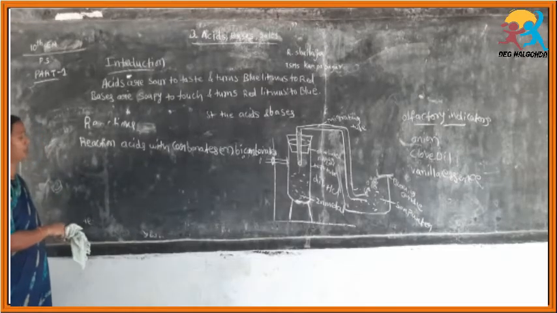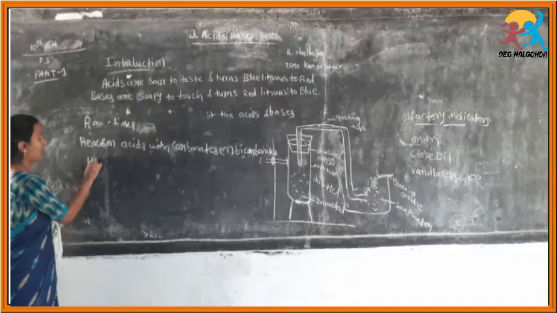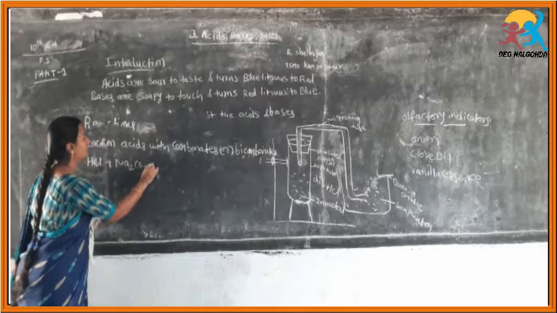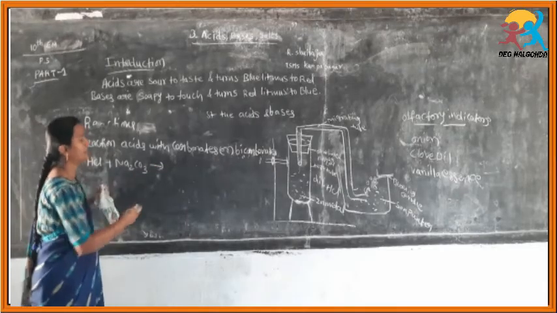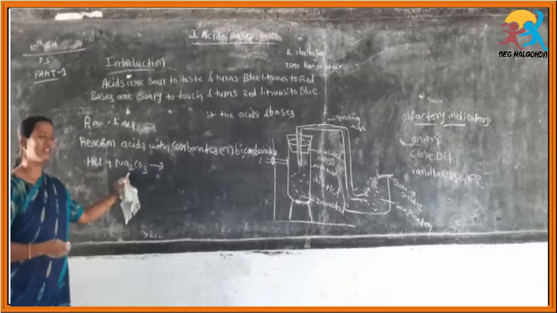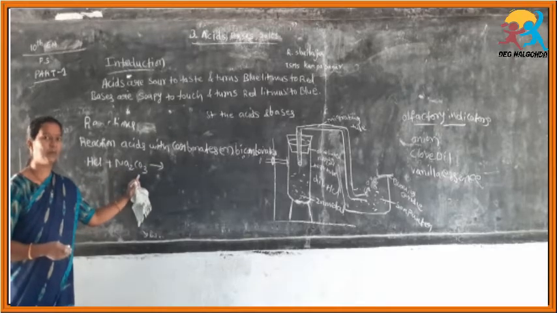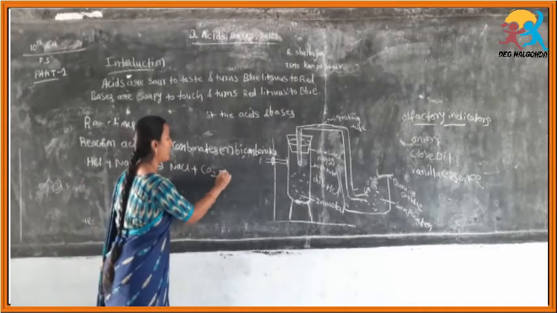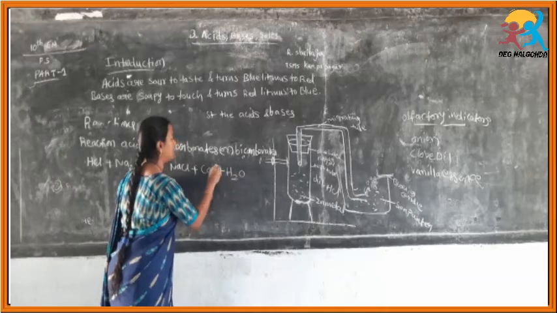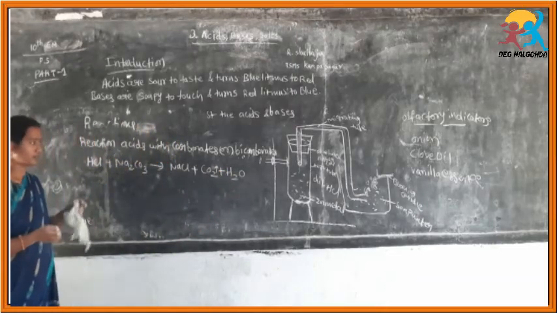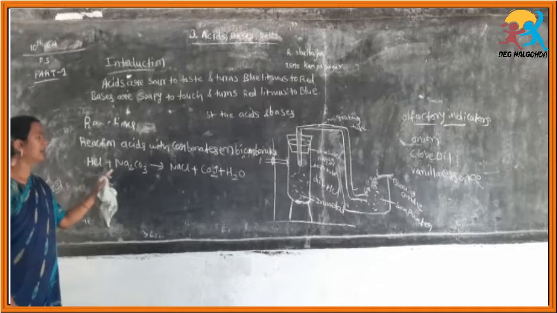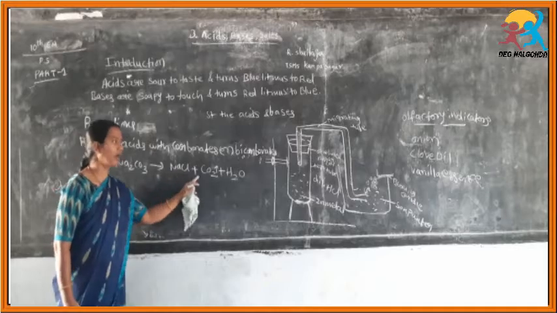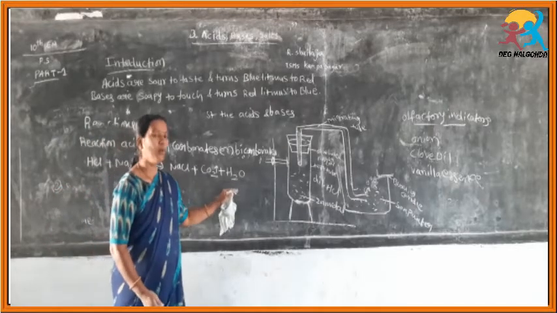For example, if you take hydrochloric acid, it reacts with sodium carbonate, Na2CO3. What are the products? This acid reacts with the carbonate, sodium carbonate, and gives sodium chloride, releases carbon dioxide gas, and also releases water. This carbon dioxide is the gas. So here the acid reacts with the metal carbonate and gives the salt sodium chloride, and releases carbon dioxide gas and water.